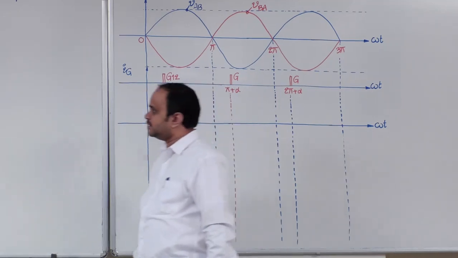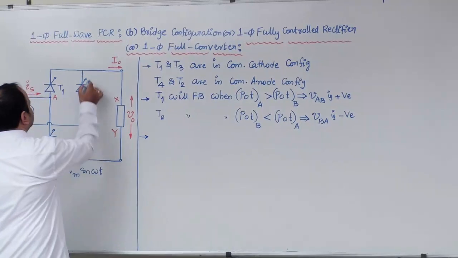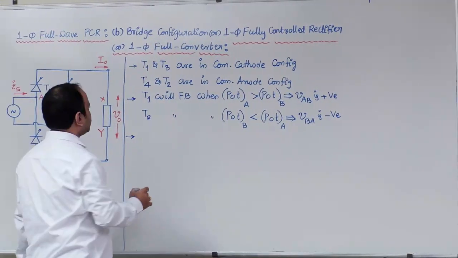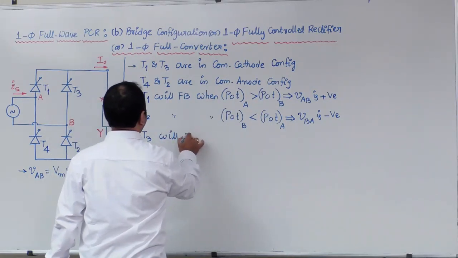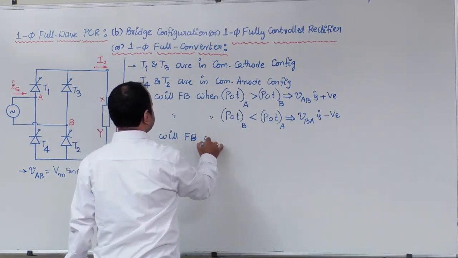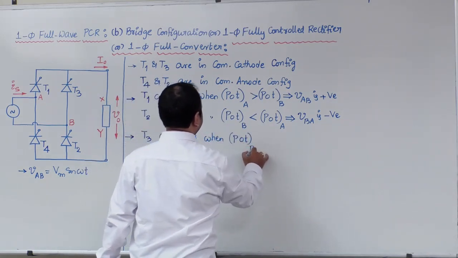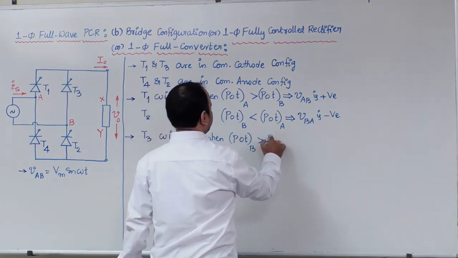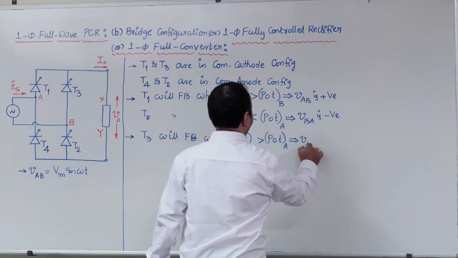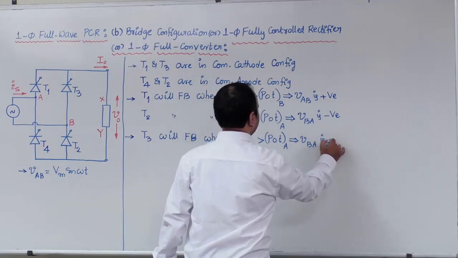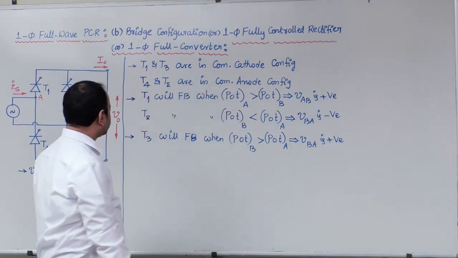In similar lines, let us look into the other two devices. Next, T3 is in common cathode configuration. Therefore, we can write T3 will forward bias when potential at B is greater than potential at A. That means B to A voltage is positive.